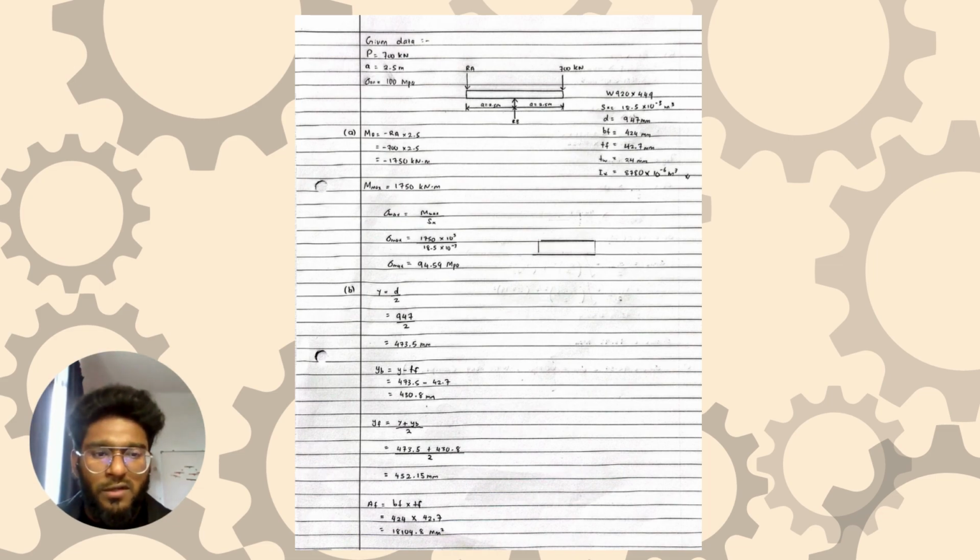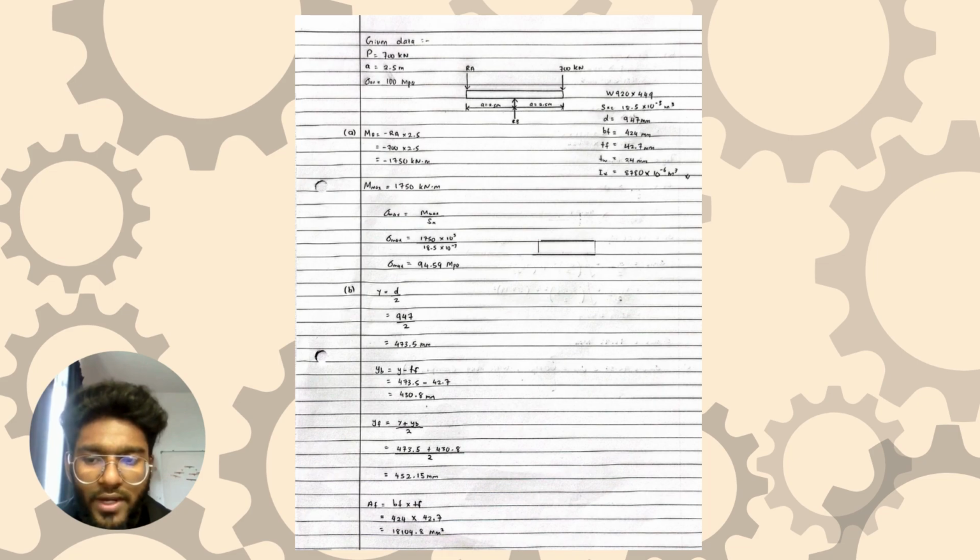So this is the solution for question 1. We have the given data: load P equals 700 kilonewton, the distance from support to load a equals 2.5 meter, and the allowable stress is 100 megapascal. The beam section given is W920 times 449. So for A, we use the bending stress calculation.